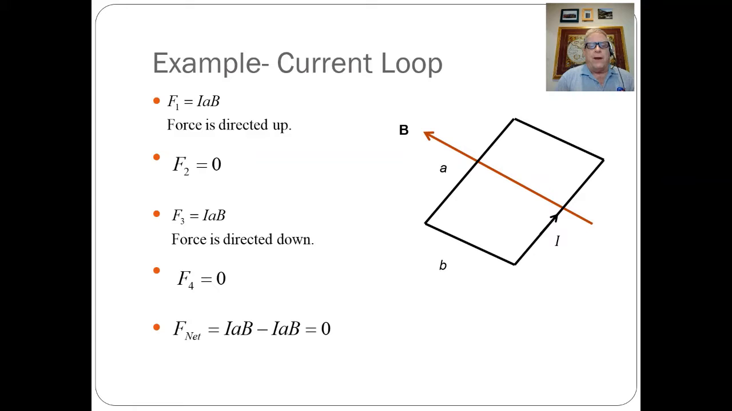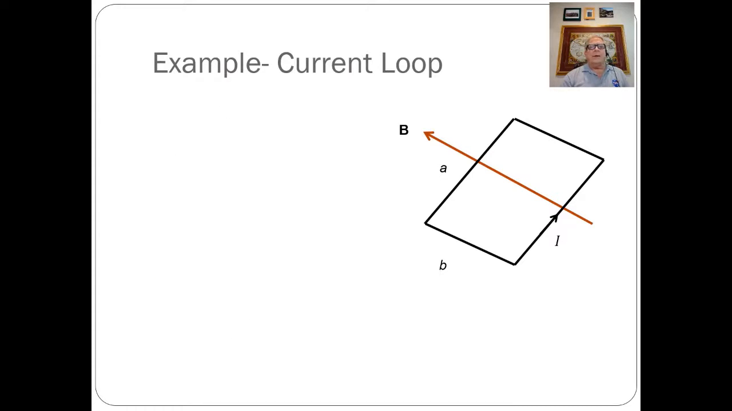So therefore, the net force on your current loop is going to be IAB minus IAB. In other words, it's going to be 0. There is not going to be a net force on a current loop in a uniform magnetic field. But what about the torque on a current loop?